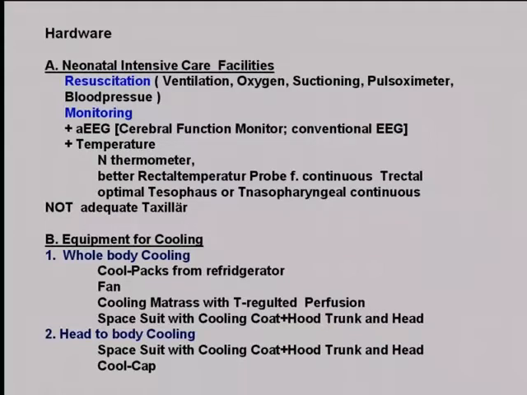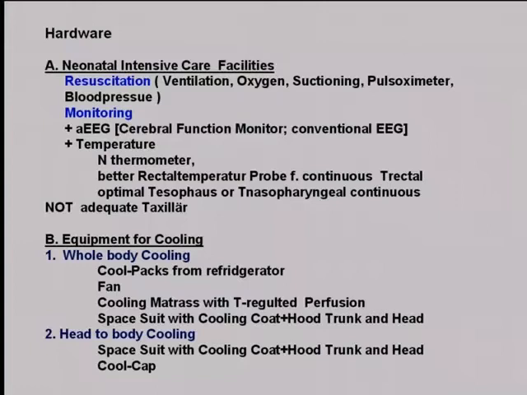Axillary temperature is not adequate because it would be influenced by the cooling device and cannot be used. What do you need? You need some equipment for whole body cooling: cool packs, a fan, a cooling mattress, or a spacesuit for cooling.